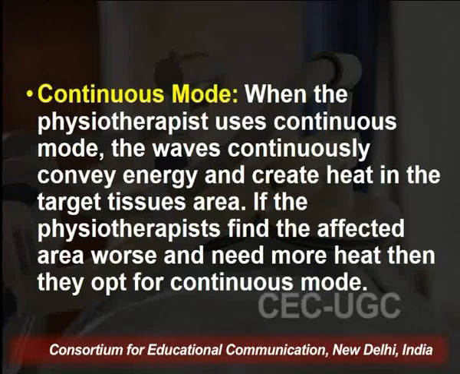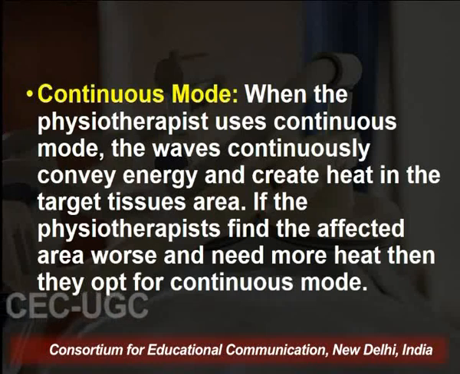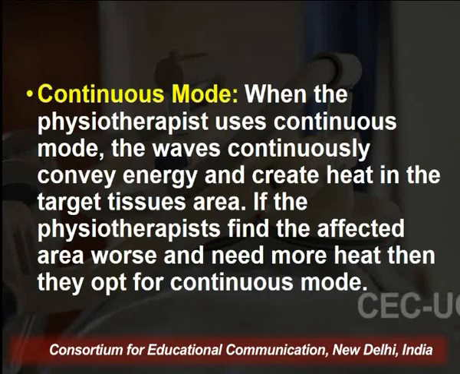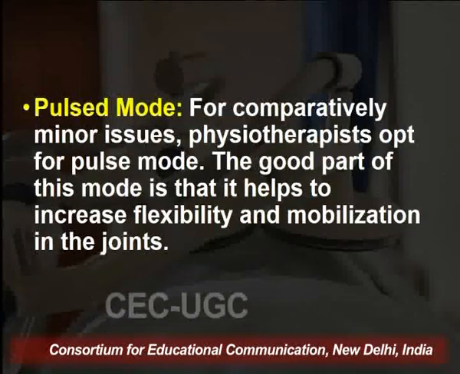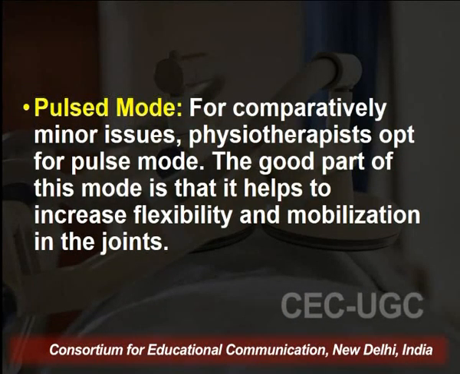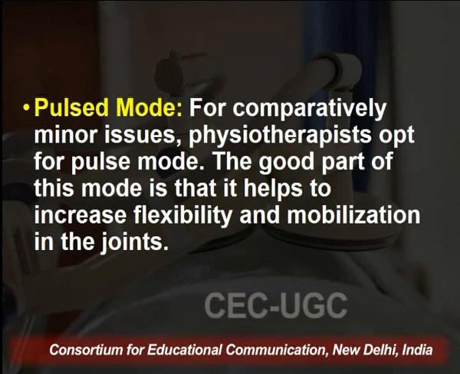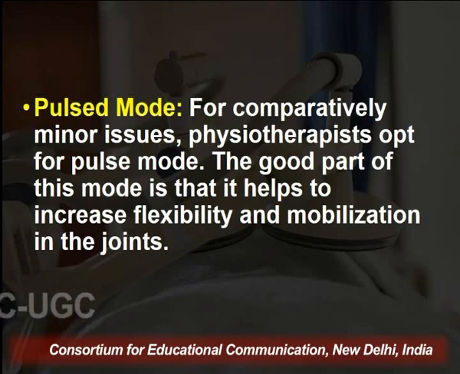First is the continuous mode. When the physiotherapist uses continuous mode, the wave continuously conveys energy and creates heat in the target tissue area. If the physiotherapist finds the affected area worse and needs more heat, then they opt for continuous mode. The other one is pulsed mode. For comparatively minor issues, physiotherapists opt for pulsed mode. The good part of this mode is that it helps to increase flexibility and mobilization in the joint.